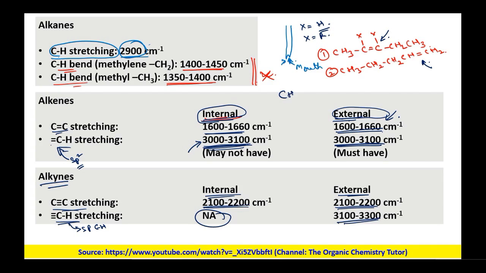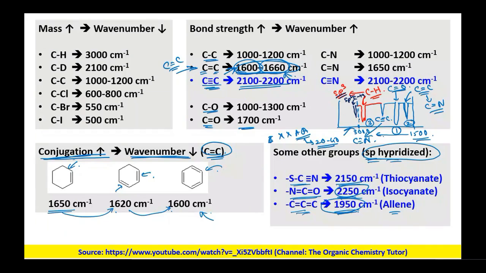Why is this so? Let us see. CH3, C triple bond C, CH2, CH3. This is an internal alkyne. There is no CH bond over here. Whereas in the second case, CH3, CH2, CH2, C triple bond CH, there is one hydrogen. So you will be getting one peak at 3100 to 3300. Now again, let's go back to this peak. It is slightly higher than this sp2 CH.